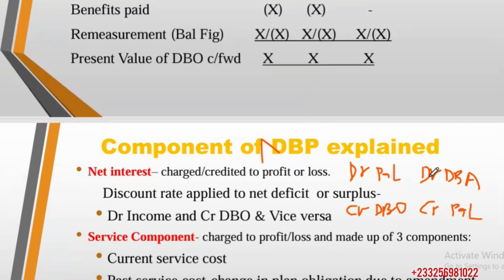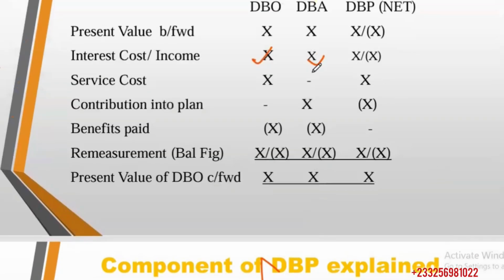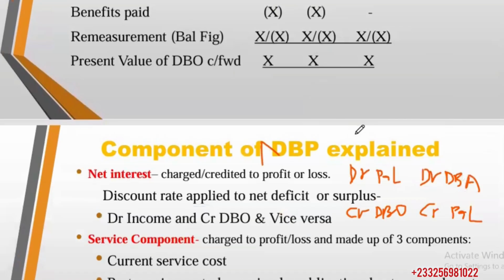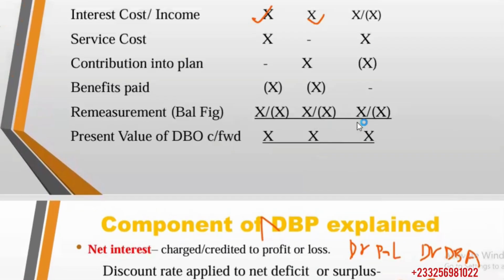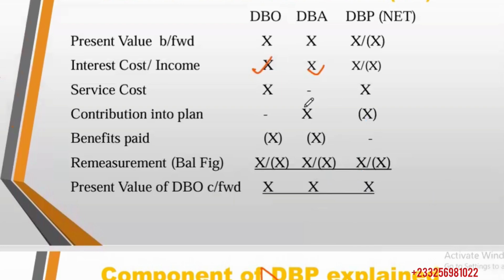So when you compute your interest income, we said you add it to the asset. So you debit the defined benefit asset, and you credit P&L, because when we're doing the extract, the interest income, we take it to what?